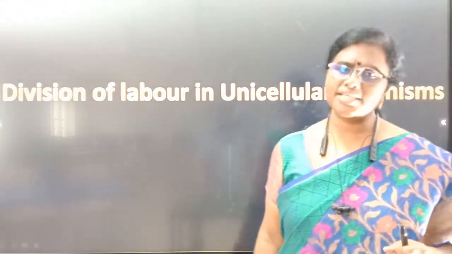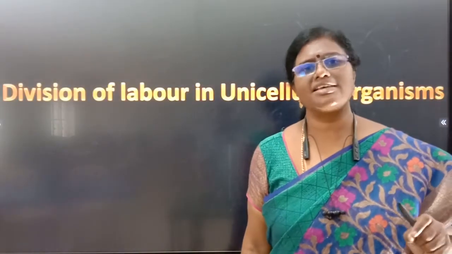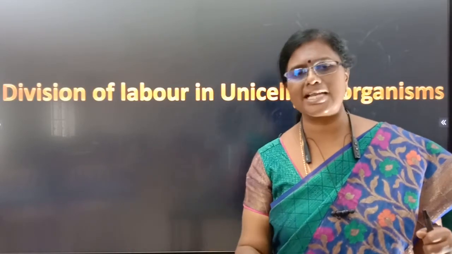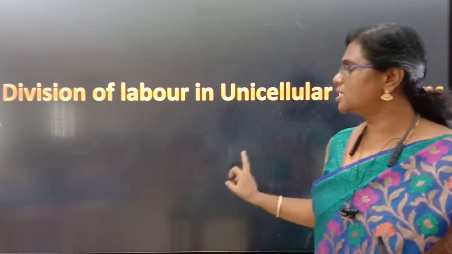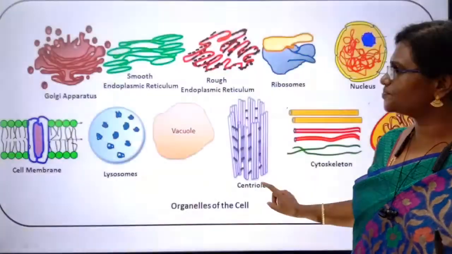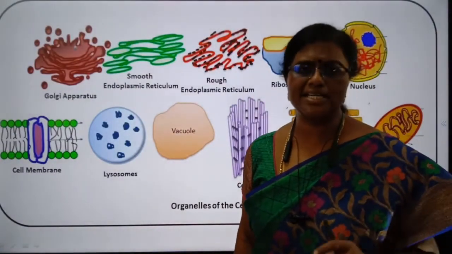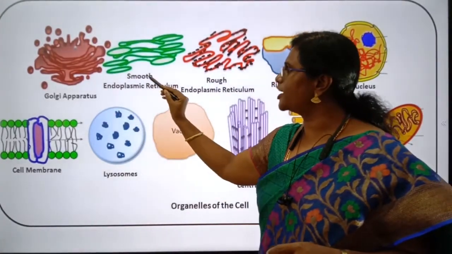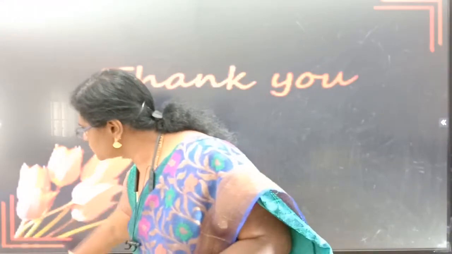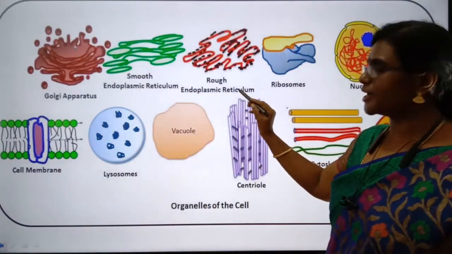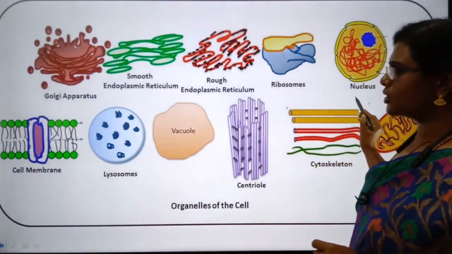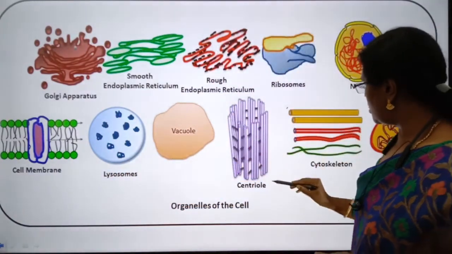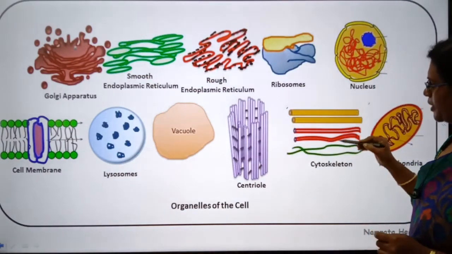In unicellular organisms also, this division of labor happens. With the help of what? There is only one cell there, so how does division of labor occur? In a single cell there are different organelles. For example, Golgi apparatus, smooth endoplasmic reticulum, rough endoplasmic reticulum, ribosomes, nucleus, cell membrane, lysosomes, vacuole, centriole, cytoskeleton.